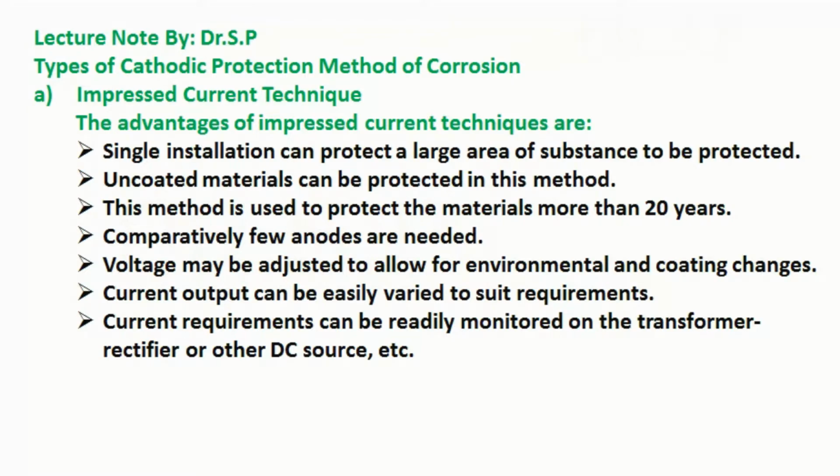The advantages of impressed current techniques are: a single installation can protect a large area of the substance to be protected. Uncoated materials can be protected in this method. This method is used to protect materials for more than 20 years. Comparatively few anodes are needed. Voltage may be adjusted to allow for environmental and coating changes. Current output can be easily varied to suit requirements. Current requirements can be readily monitored on the transformer rectifier or other DC source, etc.